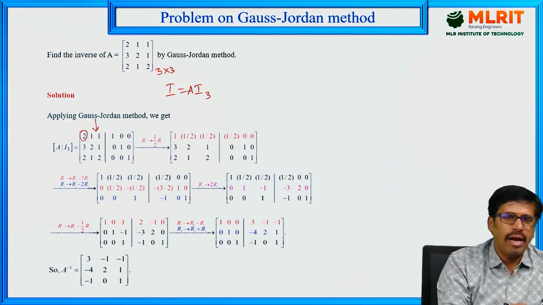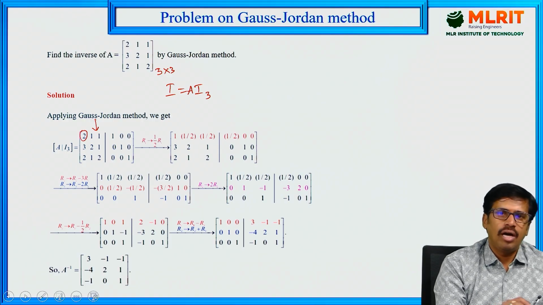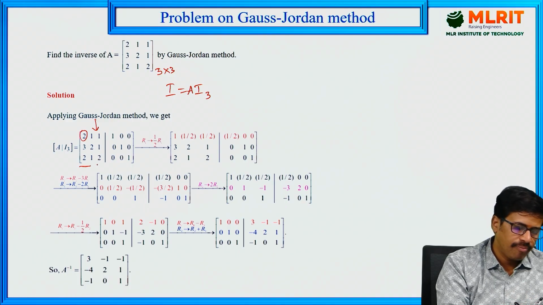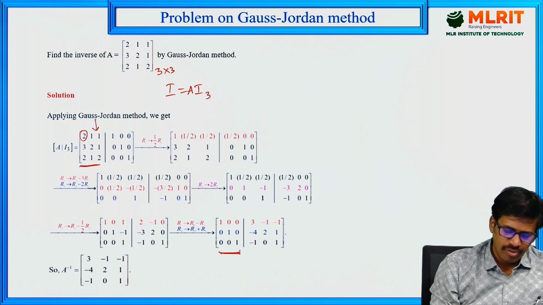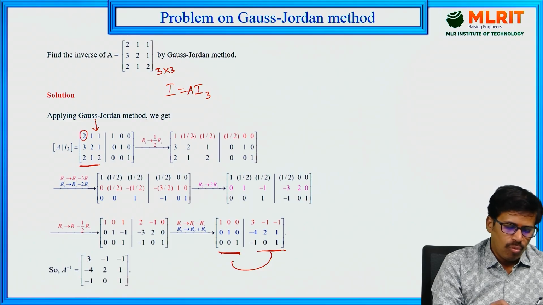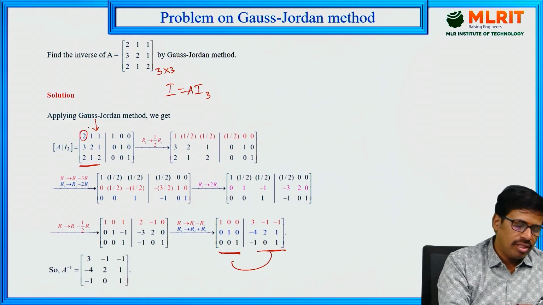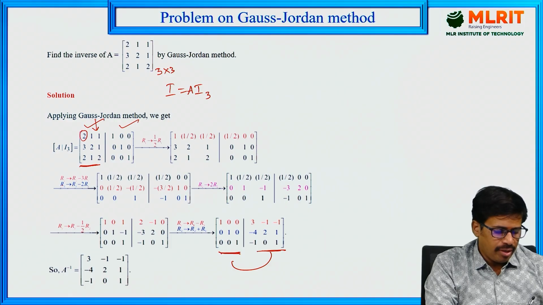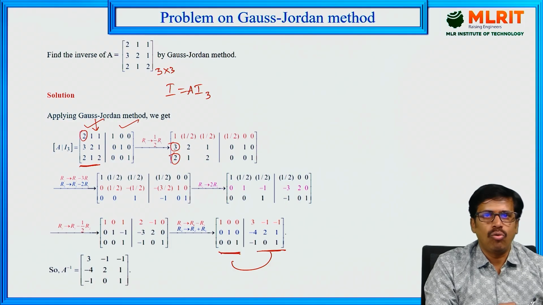Completely this left side matrix should be identity matrix. Using only row operations, we convert this matrix into identity matrix. So whatever matrix we get here, we call this is inverse of A. Whatever row operations we are applying on this matrix, the same row operations need to be applied on right side matrix also.